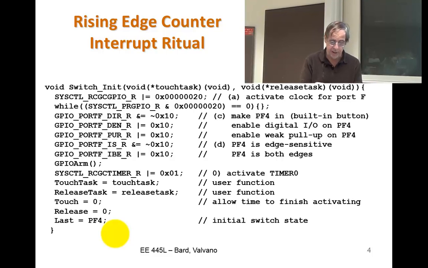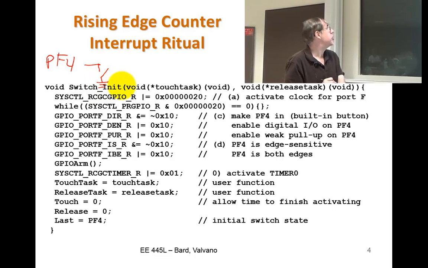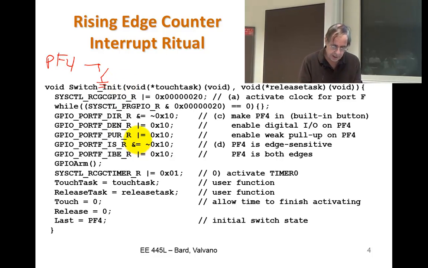All right, so here are the details of the edge-triggered interrupt. What I'm going to have is PF4 tied to a negative logic open collector. PF4 is tied to a switch. That's what you've got on your board. We're going to enable the internal pull-up.